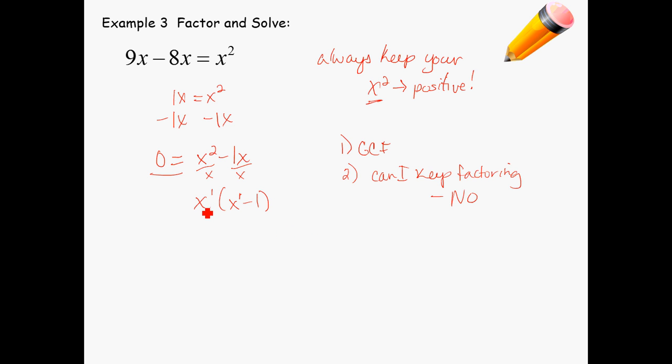So I am going to take my x and set it equal to 0. And I'm going to take my x minus 1 and set it equal to 0. And x is going to be 0, and x minus 1 is going to be 1. Now my solutions here are going to be 0 and 1, or (0, 0) and (1, 0).